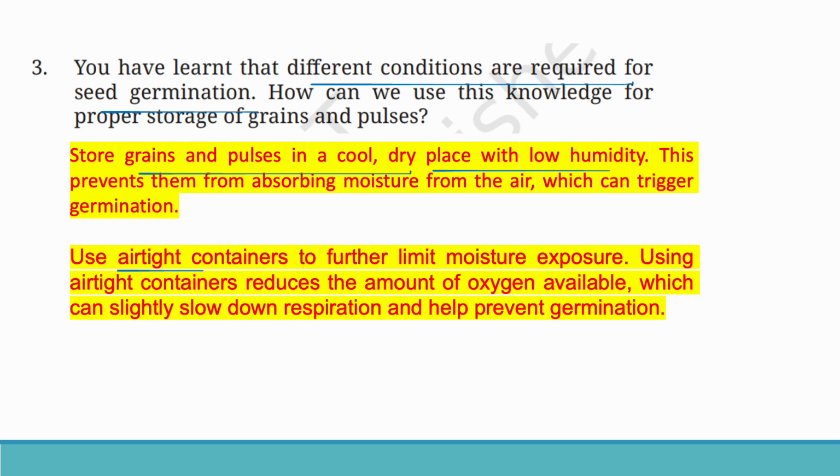Then, use airtight containers to further limit moisture exposure. Using airtight containers reduces the amount of oxygen available, which can slightly slow down respiration and help prevent germination. We have to use airtight containers to store grains and pulses. This will reduce the amount of oxygen available, so this will slow down respiration and help to prevent germination.